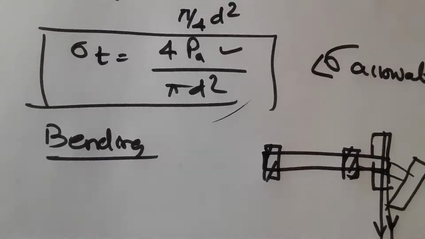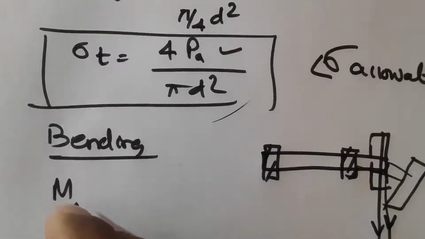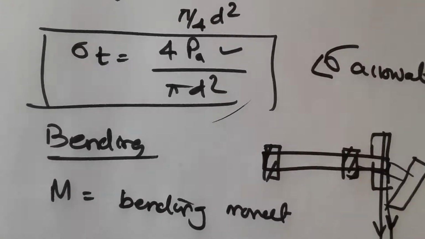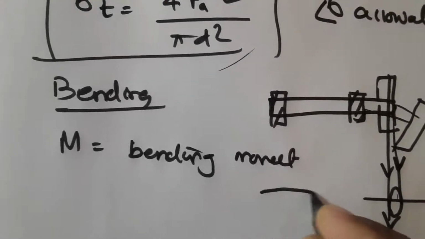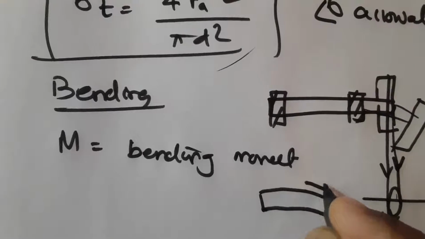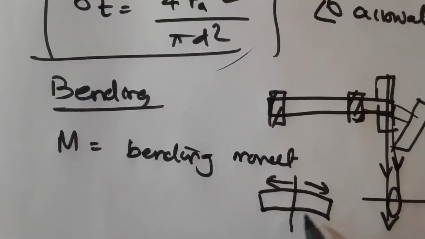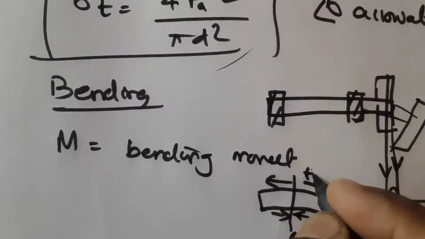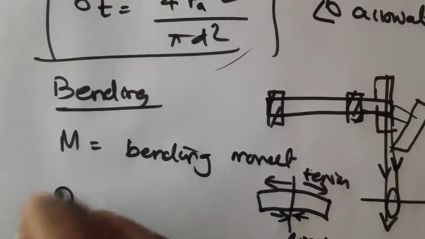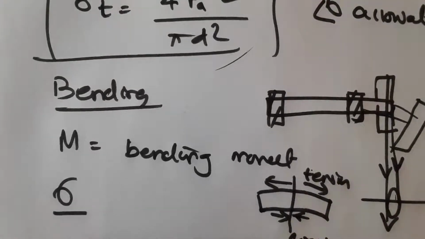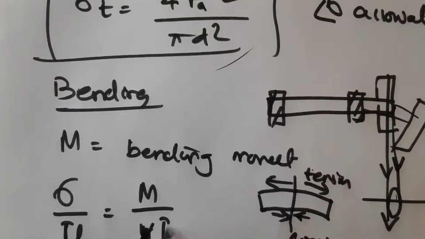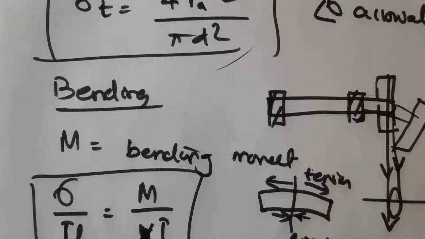So if there is a bending load, and the bending moment is M, what will be the stress developed? When it is bending like this, if you take one cross section, this one gets stretched and the other one gets compressed. So this is compression, this is tension. But this will develop a normal stress. So the normal stress: sigma by y is equal to M by I, we know, and this is I. So using this equation, we can find out what is sigma.